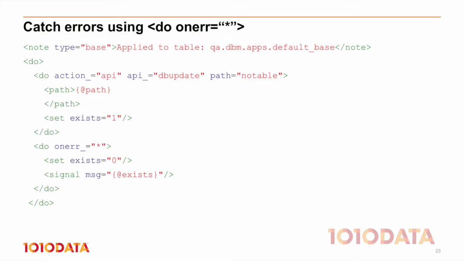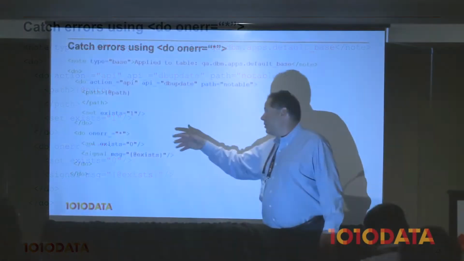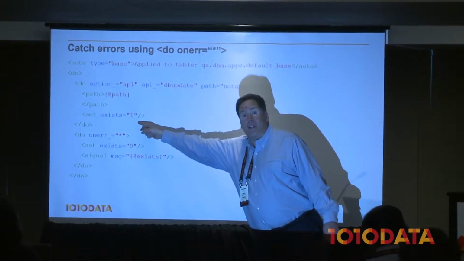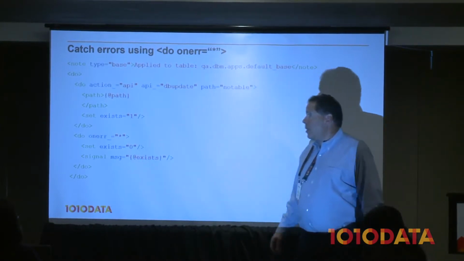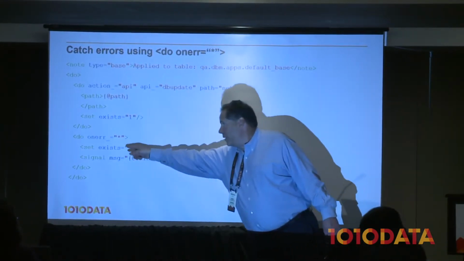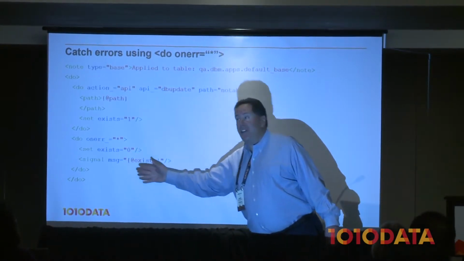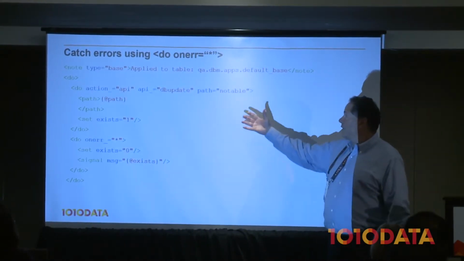We also have the ability with 1010 to catch errors. So this is sort of a try-catch situation. What we're doing here is we're trying to do a DB update on a path of a table that doesn't yet exist. If this table does exist, this will succeed, and we set this parameter exists equal to 1. But if it fails, then it's going to go into this block and set the parameter equal to 0. And again, you can do different things based on whether it succeeds or fails.